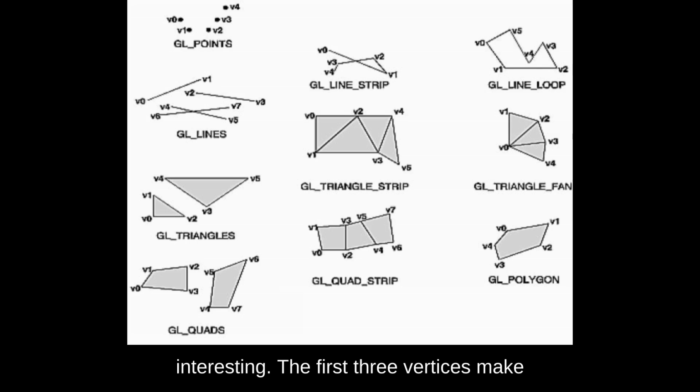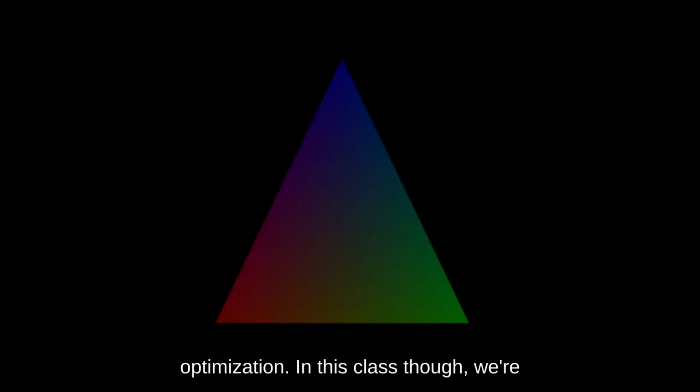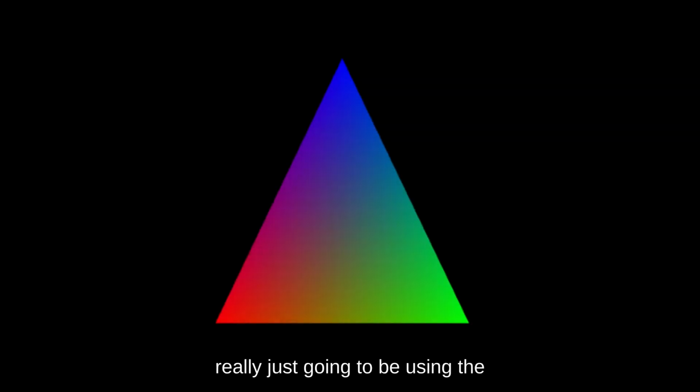Triangle strip is interesting. The first 3 vertices make up a triangle, and each vertex after that connects to the previous 2 vertices to create the next triangle. This requires the actual mesh objects to be carefully created to accommodate this, but it can be a great optimization when it's done, because you don't need to repeat vertices and you get to use far fewer indices. You also get great locality this way. Lastly, there's triangle fan, where each vertex given connects to the first vertex to sort of fan out. This can be another great optimization. In this class though, we're really just going to be using the triangles enum.